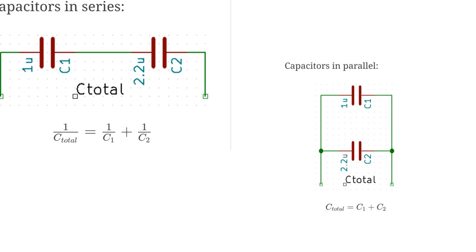This is different from resistors. Suppose you keep your capacitors in parallel, then C total is equal to C1 plus C2. Both will be added. Just remember, in resistance, the position is reversed.